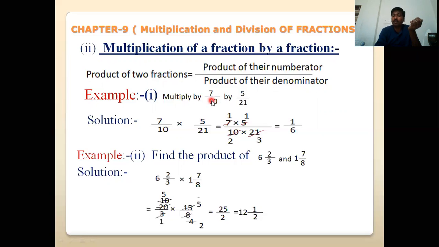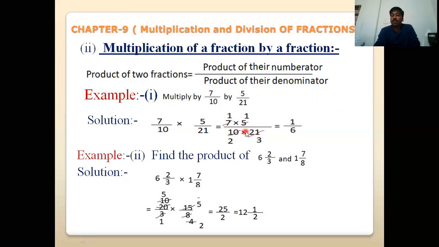Let us take an example. Here we multiply 7 by 10 by 5 by 21. Here we see 7 by 10 is a fraction and 5 by 21 is also a fraction. Now how can we do it? 7 by 10 into 5 by 21. We take the product of the numerators, 7 into 5, and the product of the denominators, 10 and 21.